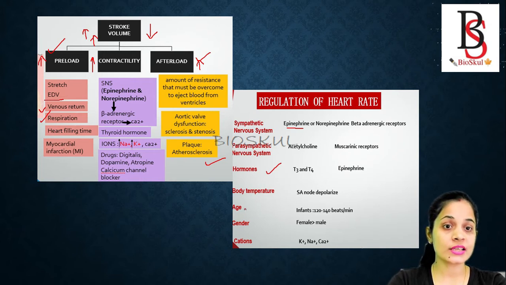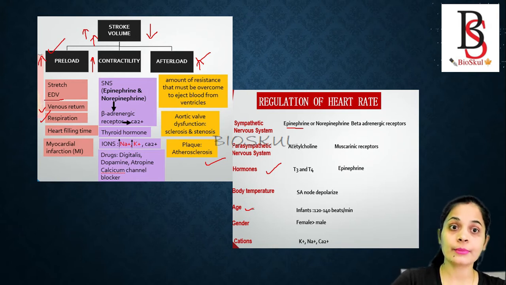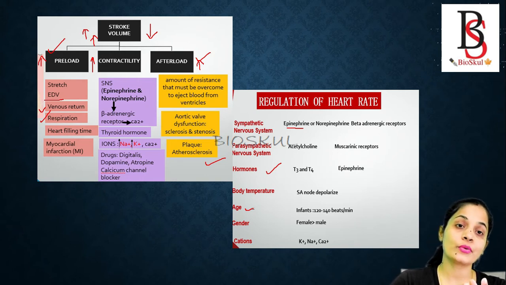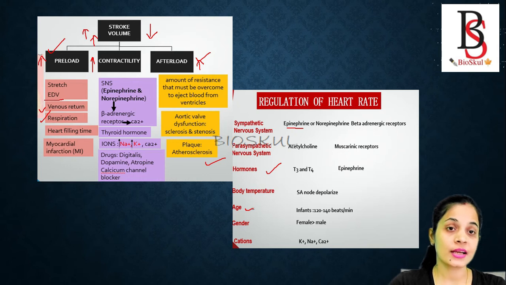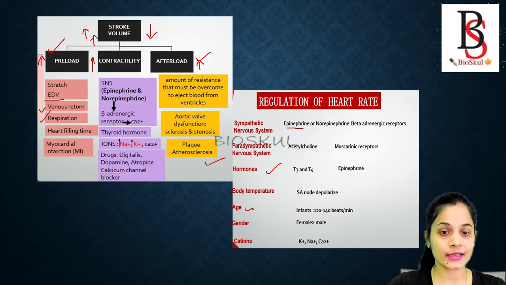Age also has a significant effect on heart rate. Like in infants, the heart rate is higher. In infants, the heart rate is about 120 to 140 beats per minute. Then it will come down to 70 to 80 beats per minute. Then when we grow older, again the heart rate increases.